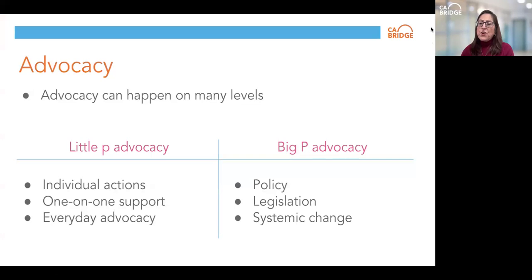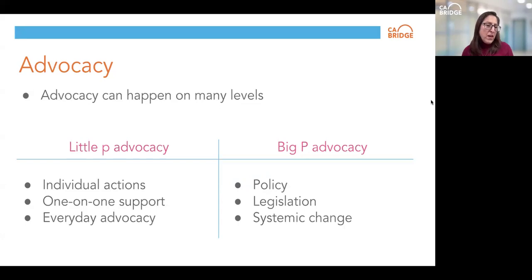So I'm going to start off with just, what is advocacy, you guys? What is it? I learned advocacy. It can happen at many levels, but I learned it as a little p and a big P. The little P's are things that we can do every day for advocacy. It's your individual actions. It's supporting patients. It's just everyday advocacy. Your patient doesn't have a certain form, so you're the one to advocate. They don't need the form. I'm here, I'll help them. Those are the little P's of everyday life that you advocate for, right?